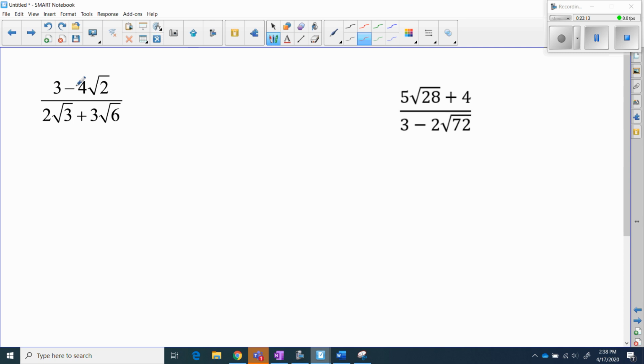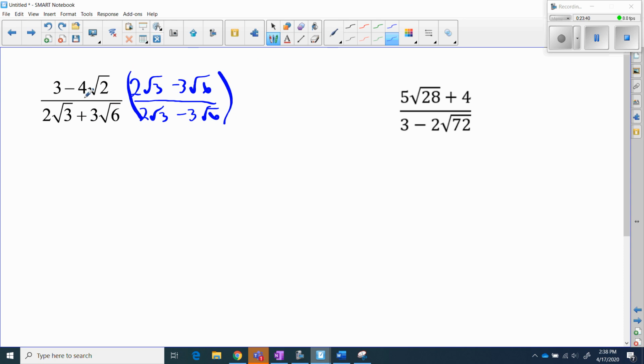This one here, I'll look it over. I do not see any simplifying. So I'm going to jump right into multiplying by the conjugate. Conjugate of the denominator would be 2 radical 3 subtract 3 radical 6. 2 radical 3 subtract 3 square root 6. Same two terms, different sign between them.